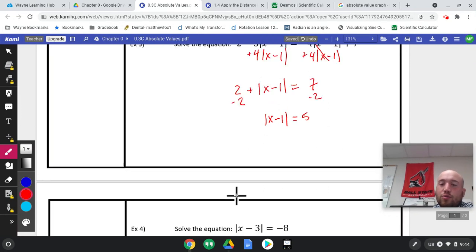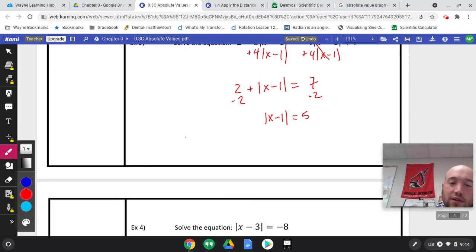Now I need to split it into two parts. So either x minus 1 will equal 5 or x minus 1 will equal negative 5. Add the 1 over. x will equal 6. Add the 1 over. x will equal negative 4.